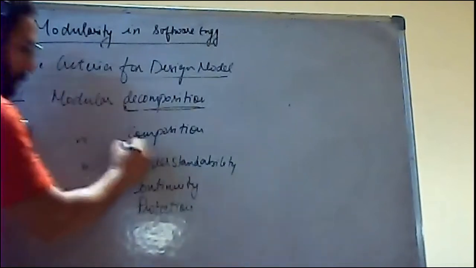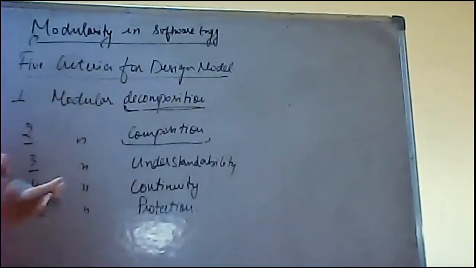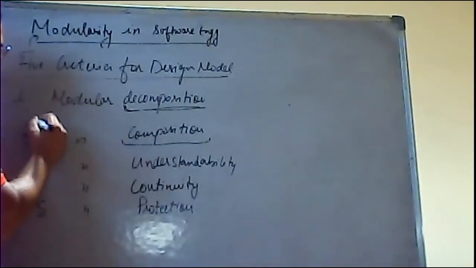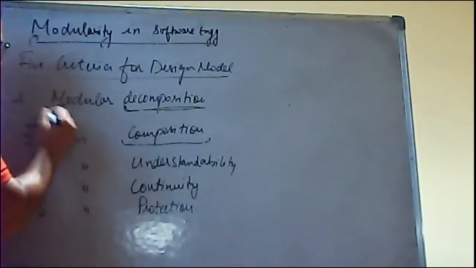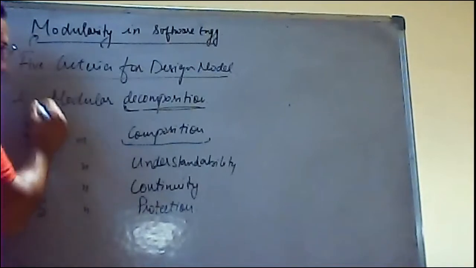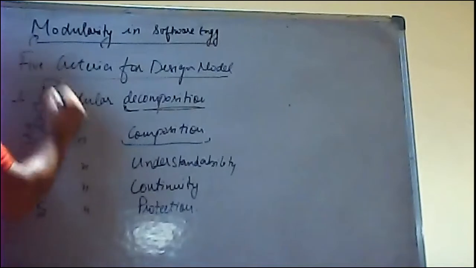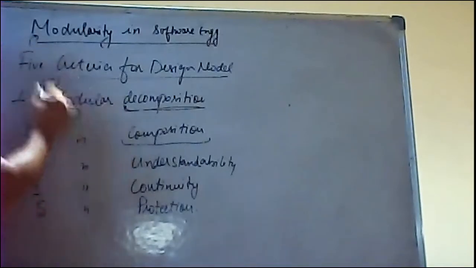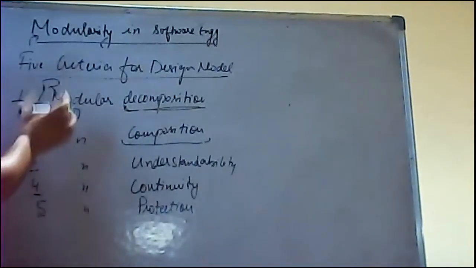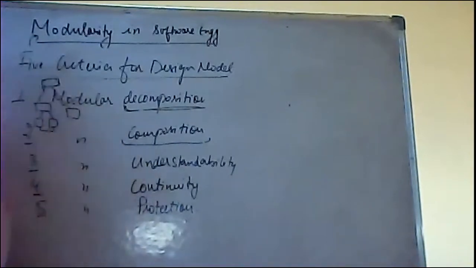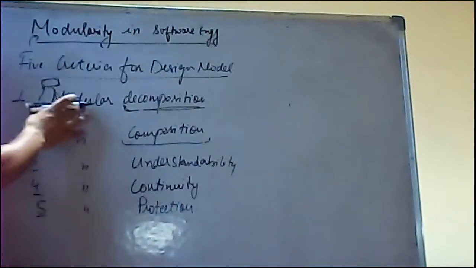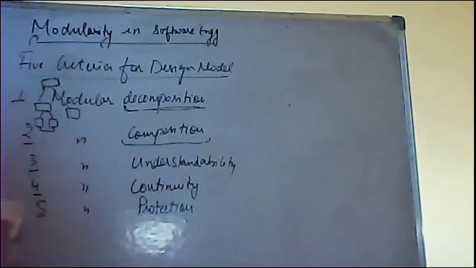Then composition. You can merge your modules. If there are some modules, you will compose them and make a main module. Then again, if there are sub modules, you can compose them and make a main module. In the same manner as you can decompose, there is also a composition.